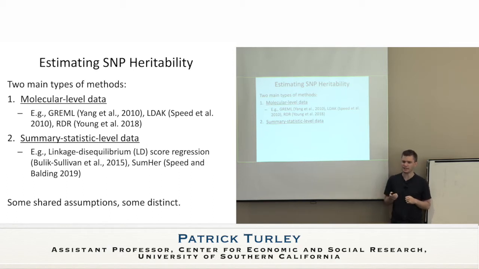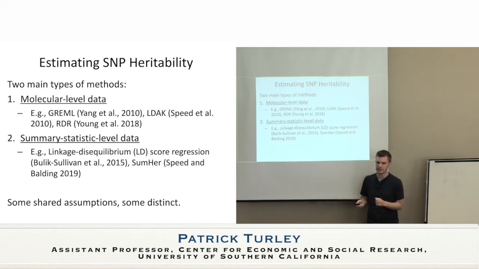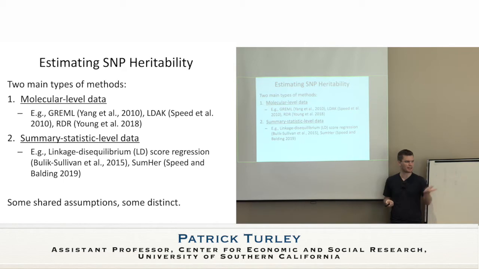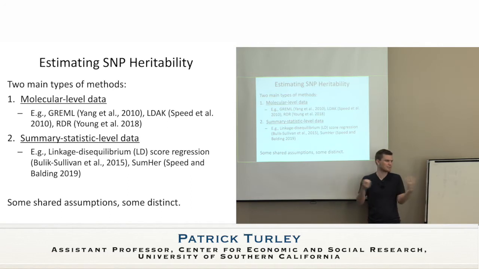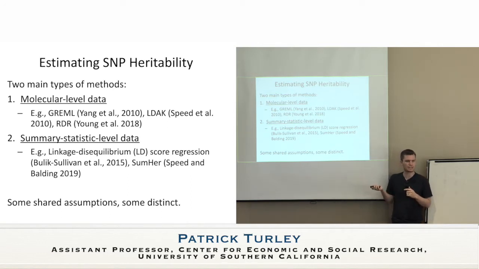There are also methods that are based on summary statistics. So LD score regression will give you an estimate of SNP heritability, and all you need are GWAS summary statistics. SumHer is also a method that I think Raymond mentioned in his talk too. These are just examples that people use, and each of these relies on some shared assumptions and some distinct assumptions, so sometimes you'll see differences in the estimates across these methods, and that's probably just due to the distinct assumptions across the methods that you use.